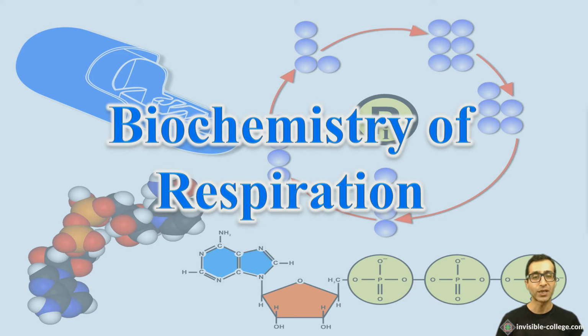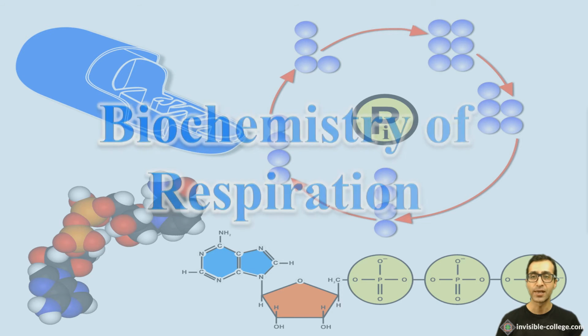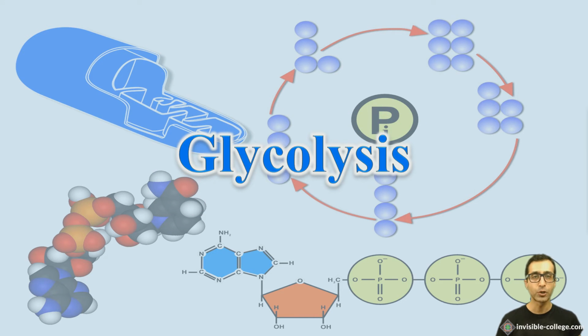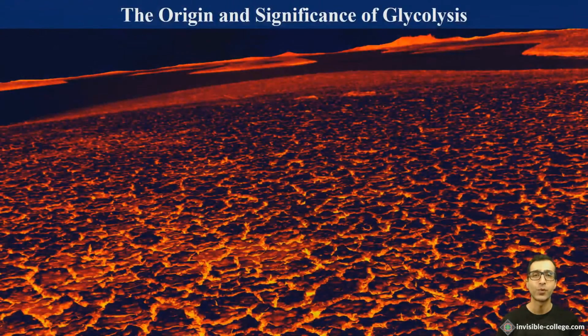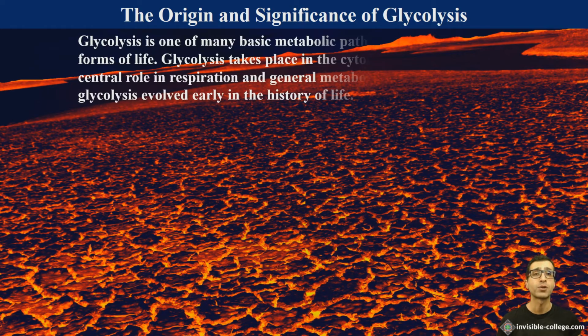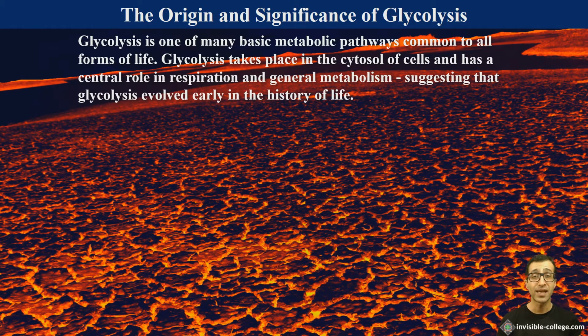Okay, so let's have a look at the biochemistry of respiration here. So we'll begin by looking at glycolysis. So let's have a look at the origin and the significance of glycolysis before we go any further. Now, glycolysis is one of the basic metabolic pathways which is common to all forms of life, both prokaryotic life and eukaryotic life. And this takes place in the cytoplasm, the cytosol of cells, and it has a central role in the process of respiration and in general metabolism.